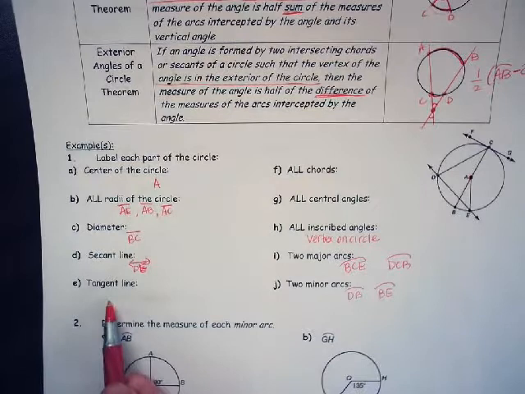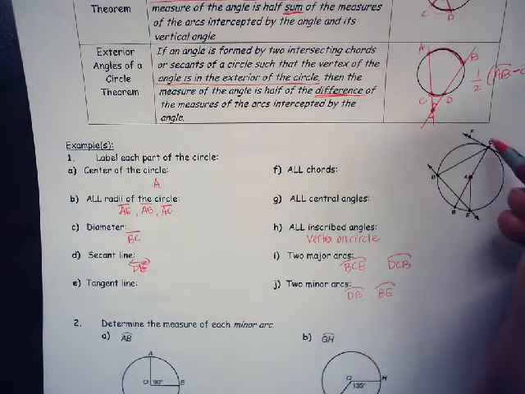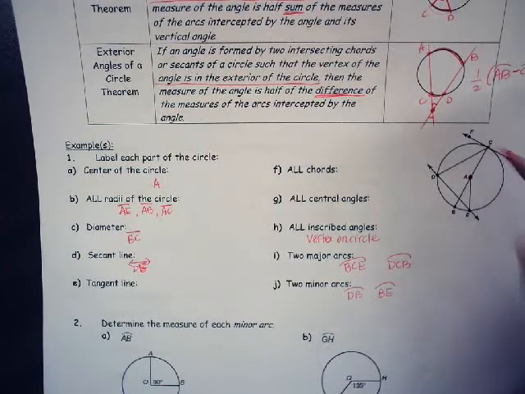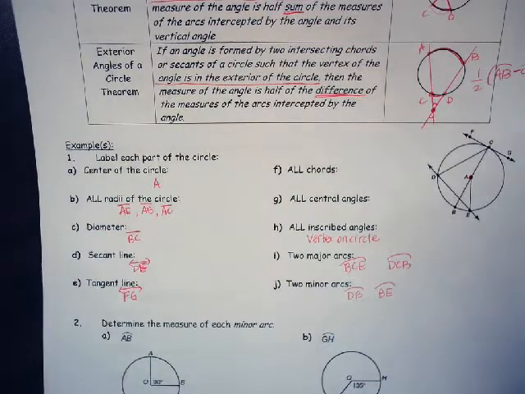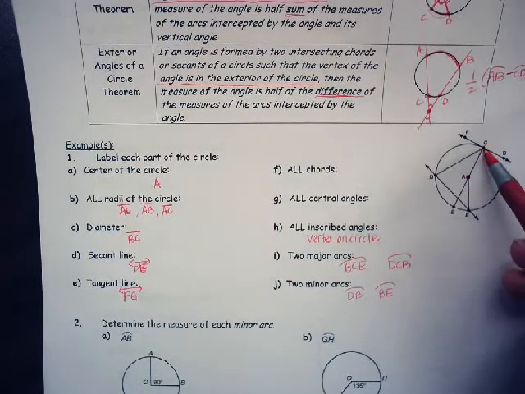Okay, a tangent line. Sorry, my thing's freezing a little bit. A tangent line only intersects the circle in 1 point. So if I look here, FG intersects the circle in 1 point at C. So it would be FG. Now, it doesn't ask us to find the point of tangency, but if it did, it would be point C right there.